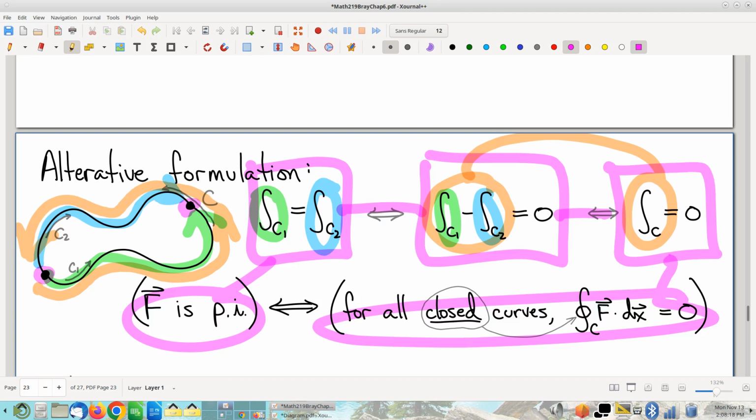By the way, reminder, a closed curve, and you compute a vector line integral, remember we have a special word for this. This is circulation. So another way to say that a vector field is path independent is that all circulations are 0.